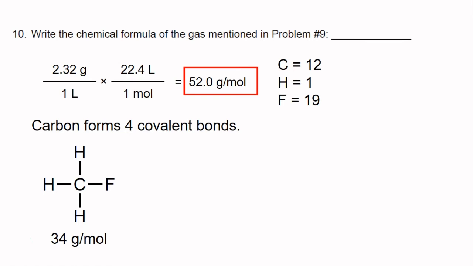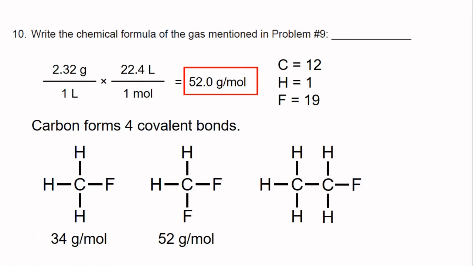Let's replace one of the hydrogens with a fluorine. Now we have 12 plus 2 plus 38. That's exactly the molar mass we're looking for. And just to see, if we had 2 carbons and 5 hydrogens and 1 fluorine, that molecule comes close, but its molar mass would be only 48 grams per mole. So the correct answer for number 10 is the chemical formula CH2F2.